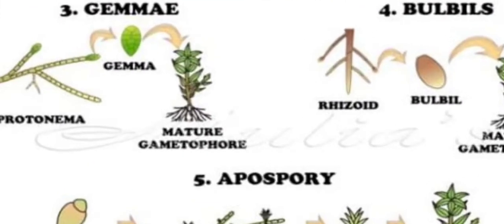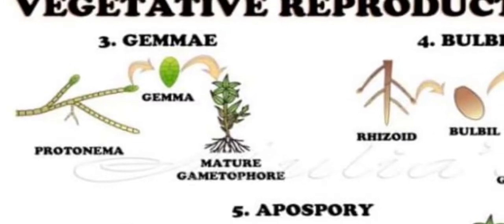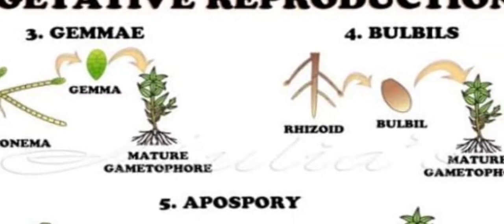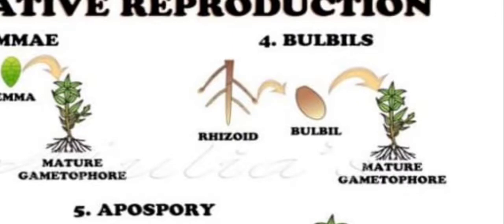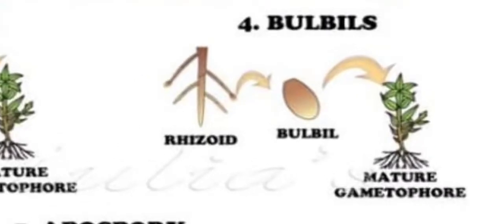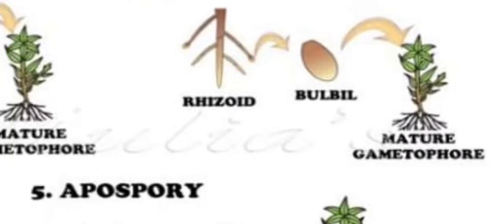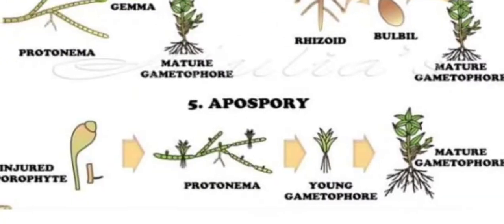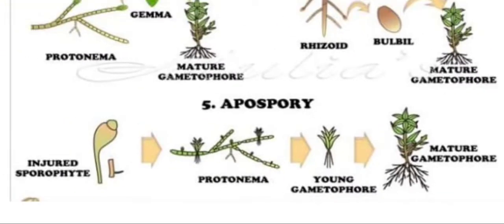First is gemmae, and you see gemmae they develop from protonema and lead to formation of mature plant. Then there is bulbils which arises on the rhizoid and lead to formation of new mature gametophyte. Apospory, as name indicate, away from spore formation. Here mature gametophyte develop from either protonema or injured sporophyte without spore formation.